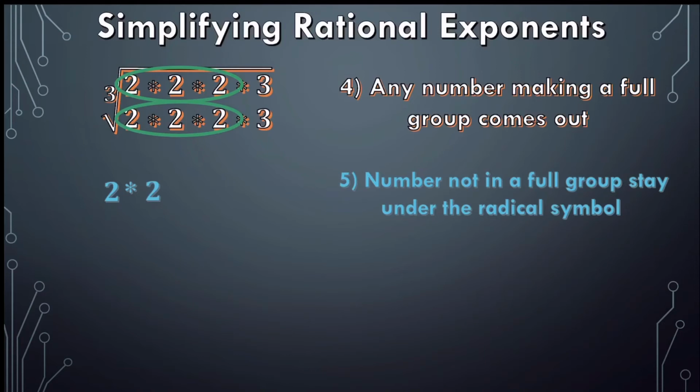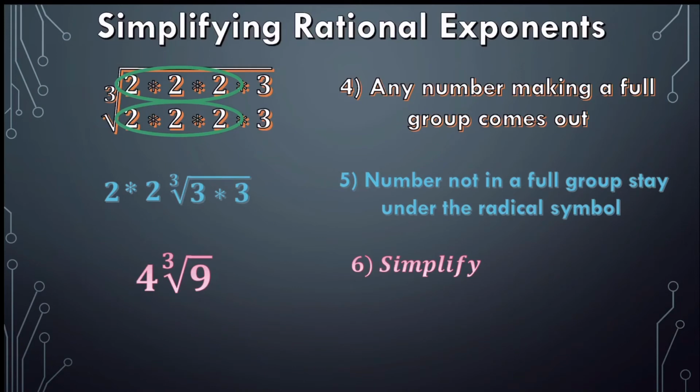So now I've got a 3 and another 3 inside. Remember, I needed 3 of a type. So that's going to stay inside. My last step is to simplify. Well, what does that mean? It means multiply whatever you brought out and whatever's left inside.